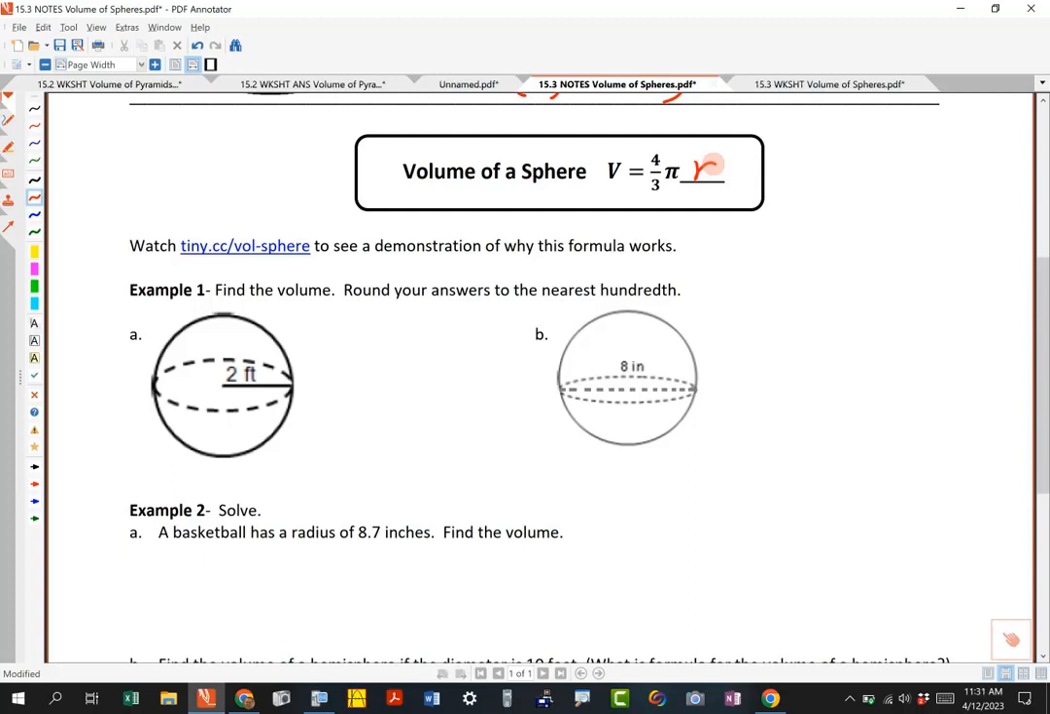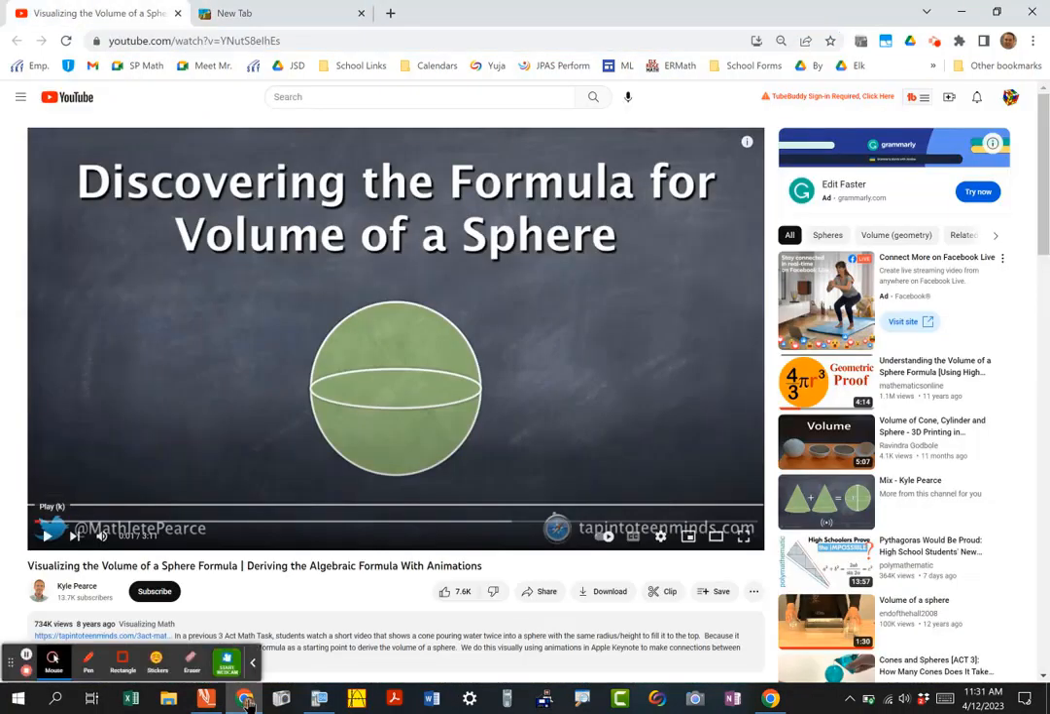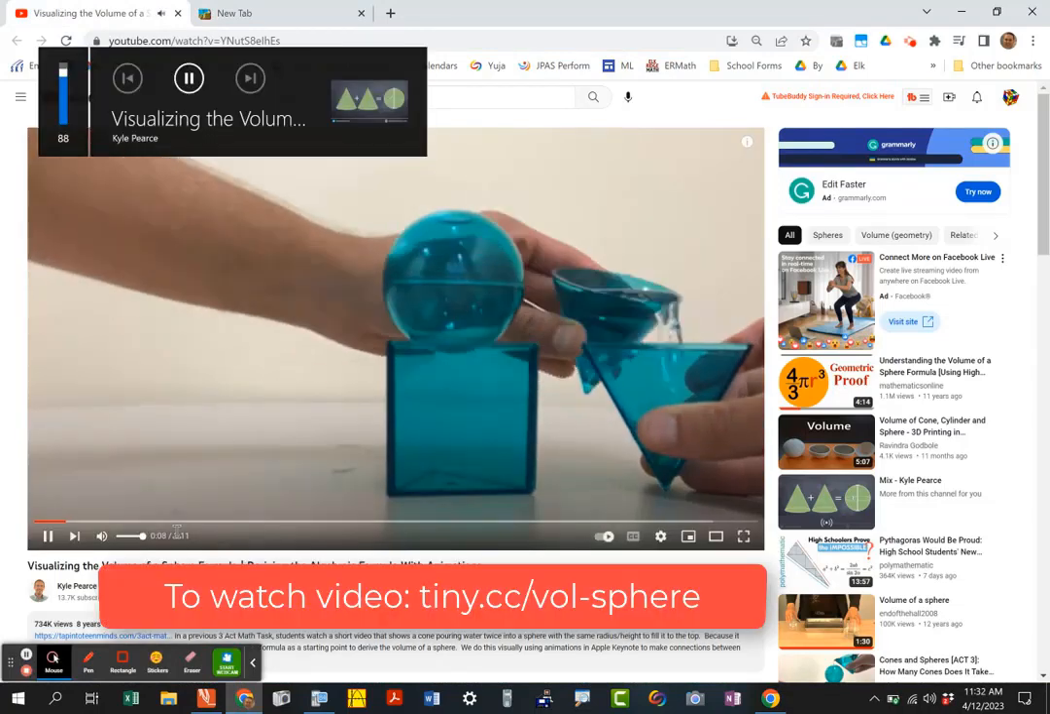Anna, what do you think? Raised to the power of 3, or we're going to say cubed. So if somebody says, what's the formula for the volume of a sphere? You're going to say 4/3 pi r cubed. Okay? So we're going to watch a quick little video. It's a demonstration of how this works. It's about 2.5, 3 minutes long.